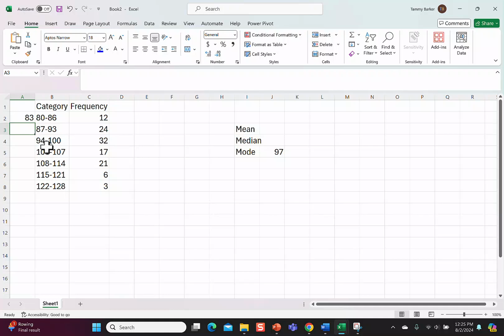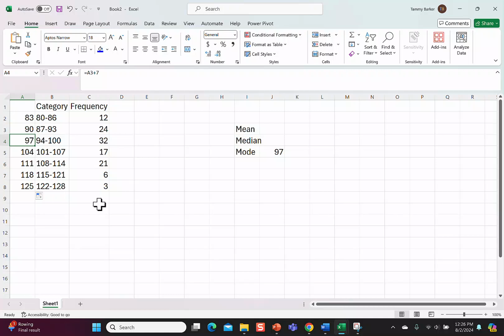So instead of finding the midpoint for each of the categories by adding the lower limit plus the higher limit and dividing by 2, I'll hit equals, I'll click on my first midpoint, and I'll add the class width of 7. Then I can click and drag for the rest of the classes. You can see our 97 that we said was the mode appeared again in our list.